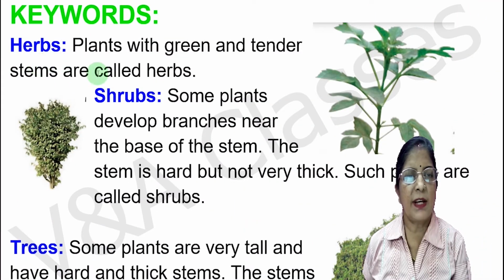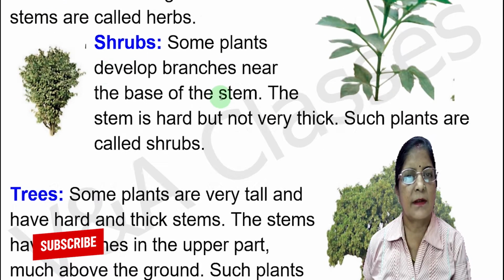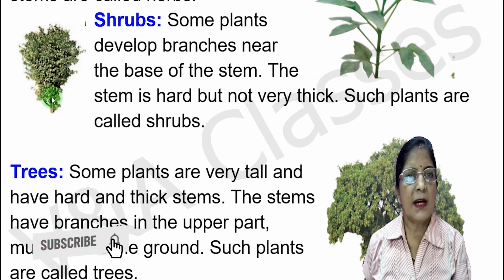So first keyword is herbs. Plants with green and tender stems are called herbs. Next keyword is shrubs. Some plants develop branches near the base of the stem. The stem is hard but not very thick. Such plants are called shrubs.